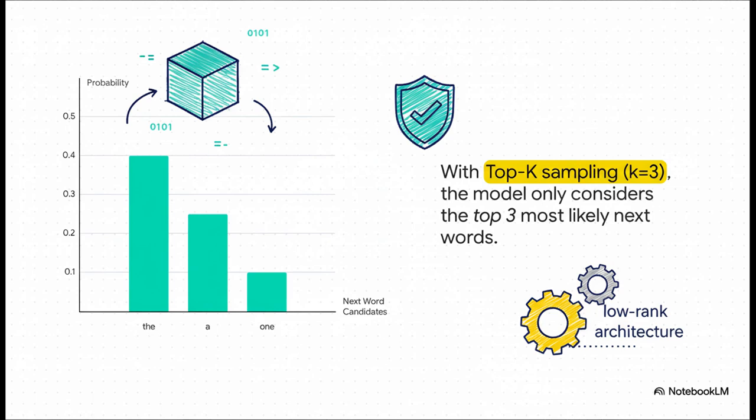This chart shows exactly how top K works. So let's say you set K to 3. The model figures out the probabilities for all the possible next words, but it just throws everything away, except for the top 3 most likely options. The final word is then randomly picked from just those 3. It's a great way to filter out a lot of potential nonsense.